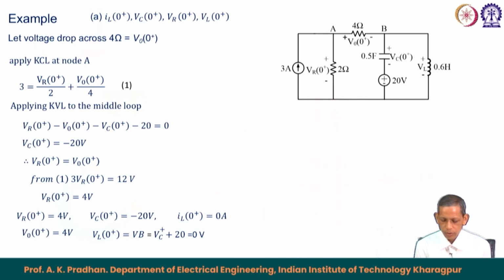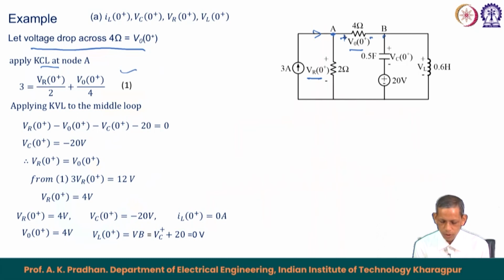Now, what we will do is find the V R 0 plus for this circuit. Let us say the voltage drop across the 4 ohm resistance is V 0 plus. We designate V 0 plus with plus and minus sign like this. V B is 0 volt, we have already found out. So, now apply KCL at node A. That becomes 3 ampere incoming, and outgoing is V R 0 plus by 2 and V 0 plus divided by 4, because V B is 0.